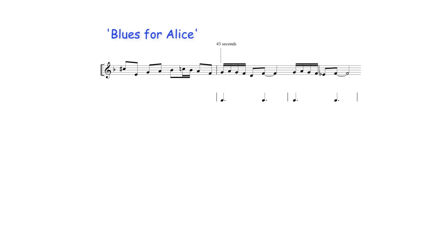Beginning at 43 seconds, Parker extends this idea. Here again it is the accents creating the hemiola. The extension here also creates a metric shift, inserting 2 bars of 6/8 time into the tune's 4/4 meter.